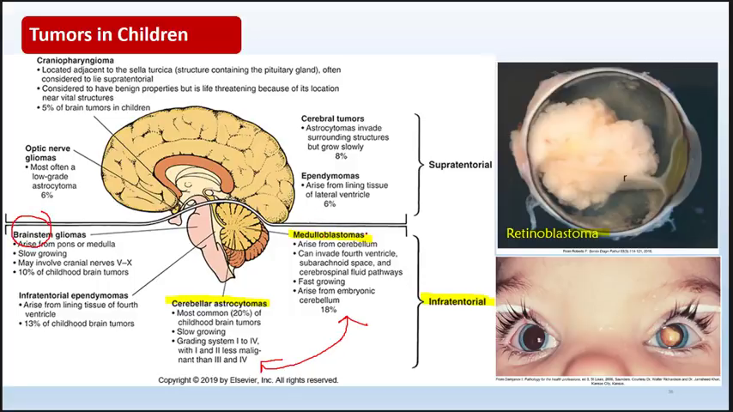But with medulloblastomas, they're interesting because they can actually invade into the cerebrospinal fluid. And then the last thing I wanted to mention are retinoblastomas here. You can see how it presents in a child. And there is an important genetic component to the development of retinoblastoma.